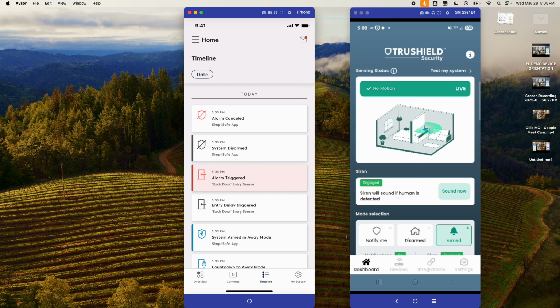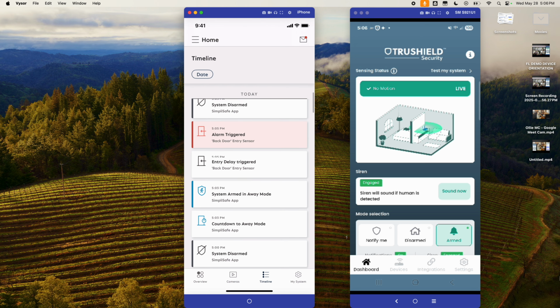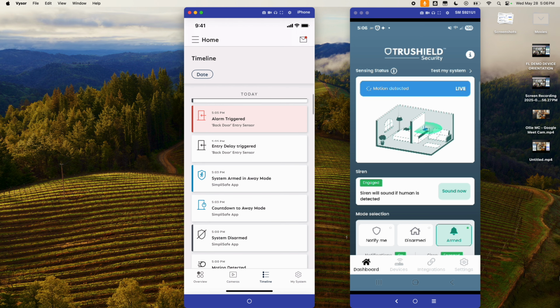But what I wanna do now is to go back to this timeline and look at what we saw, right? So we were in away mode, then we had our entry delay triggered, an alarm was triggered, that backdoor entry sensor. Based on what we're seeing here, would you be confident in saying if someone was in your home right now? Not so much. I don't really have that much information, right?